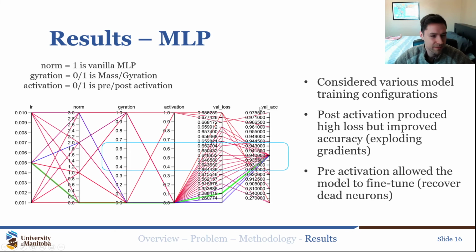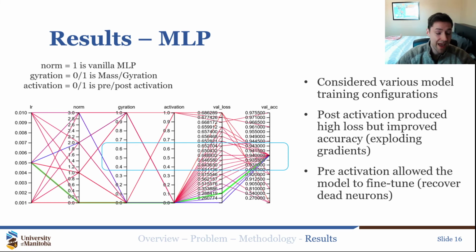And you don't always get perfect validation accuracy. There's a trade-off between training and validation, right? And trying to decrease both those losses at the same time. But one thing to notice is that the pre-activation allowed the model to fine-tune more, and that's just because of the recovery of dead neurons. So again, we're using the ReLU activation.